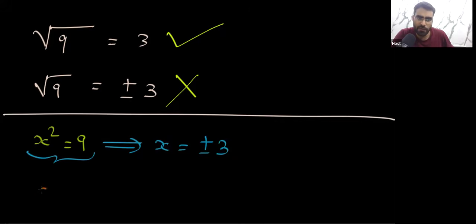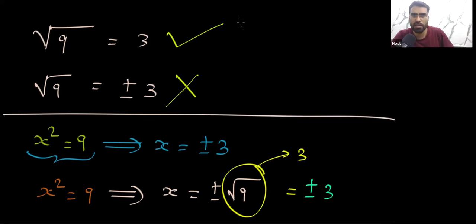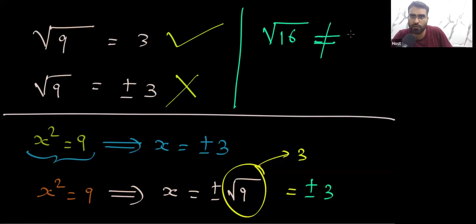So remember, if I say x square is 9, then from here I can say that x is equal to plus minus square root of 9. Now remember, this will be only 3. This will be 3. So finally you will have plus minus 3. I hope this point is clear. So remember, the square root of 16 is not plus minus 4. Square root of 16 will be 4 only.